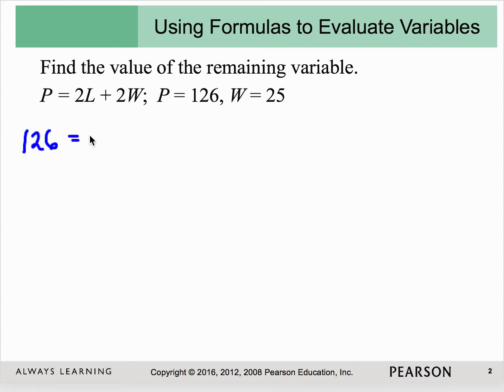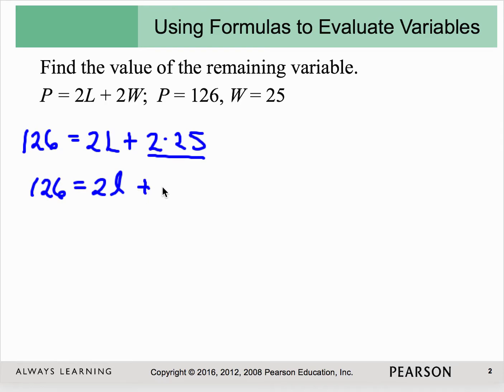The other one we're given is W, so nothing to plug in for L. Plus 2 times, instead of W, 25, 2 times 25. And then that gives an equation, like we talked about in the last video. You can only solve an equation if it has one variable in it, one letter, right? So this has an L, so I can solve for that L. Okay, simplify each side, do any math you can do. So I have 126 equals 2L plus 50.